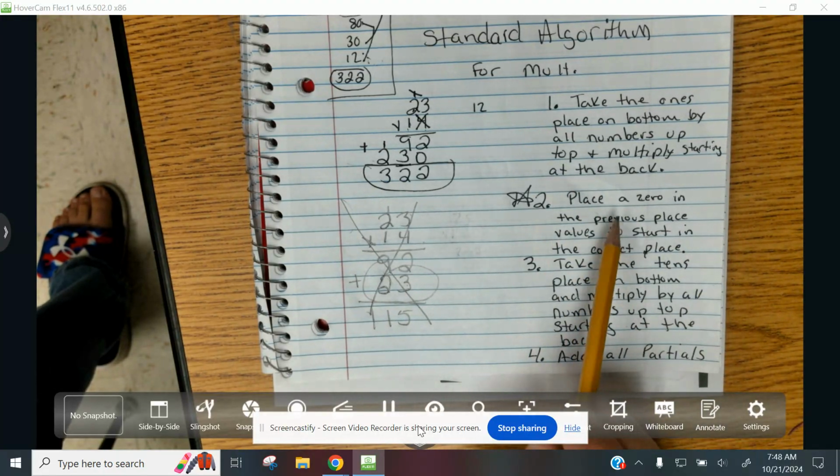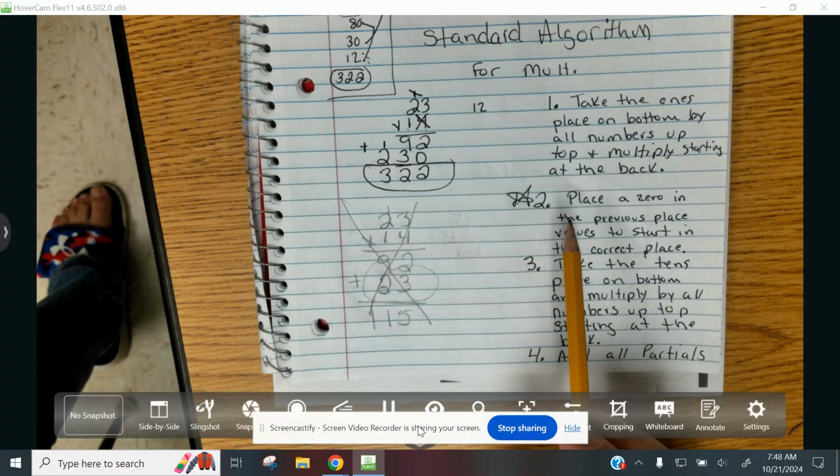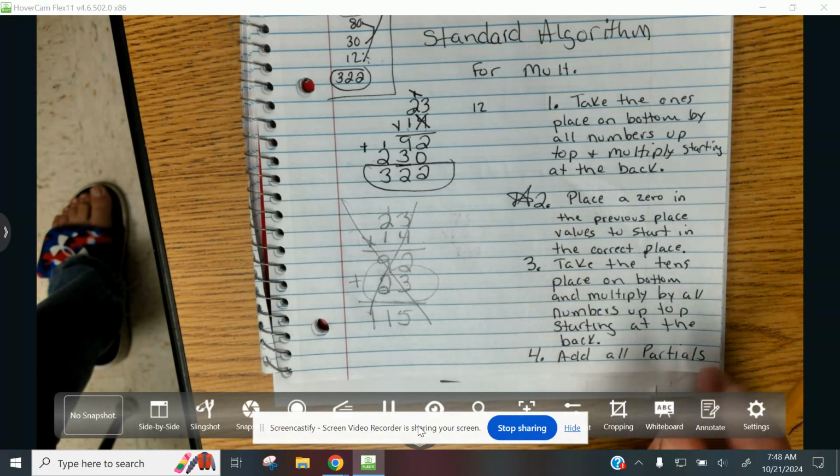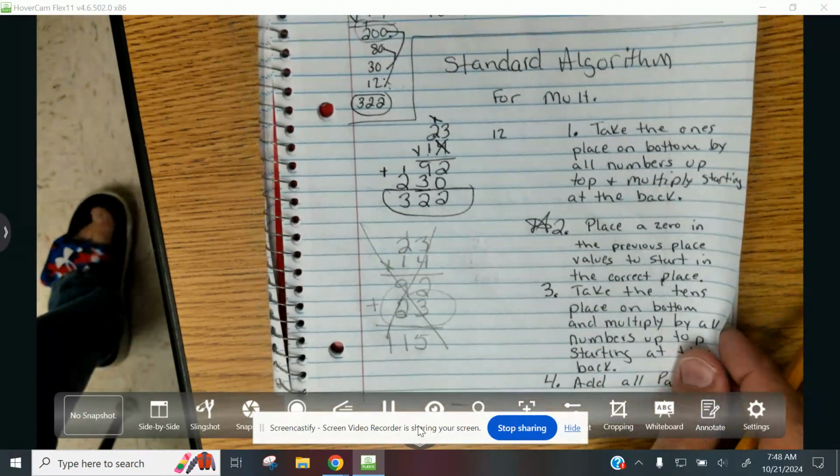So there's not a rule. It's not just place 1 zero. It's place a 0 in the previous place values. You put as many zeros as you need to start in the right spot. Okay? So just think of our powers of 10 when we need all our placeholders. So you need to put your placeholder zeros.